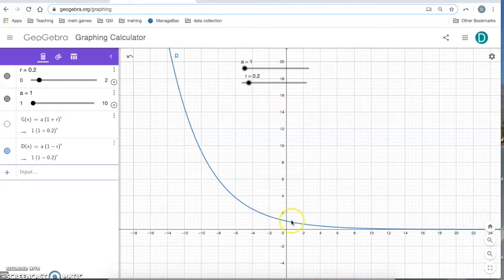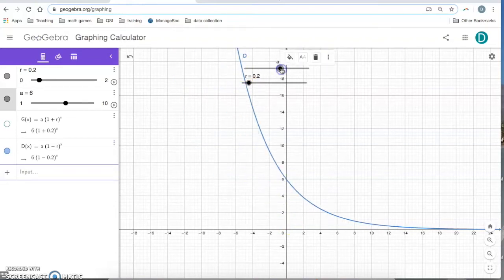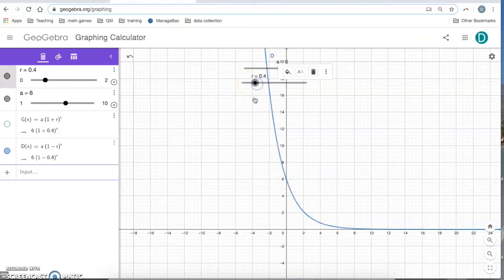Okay. And again, we can change the y-intercept or the starting value by changing the value of a. So if I make a equal to 6, now you can see the y-intercept here is at 6. And if I make the rate larger, like 40% now, the curve got more steep again. So it's decreasing more steeply, or you can say it's decaying at a greater rate.